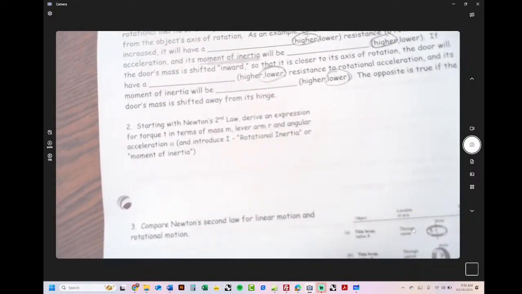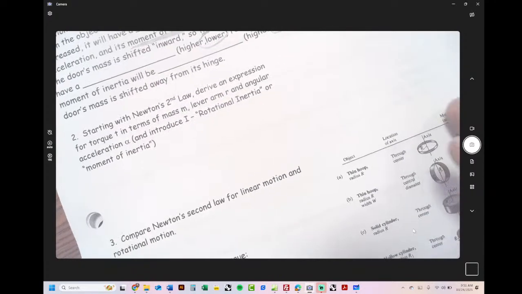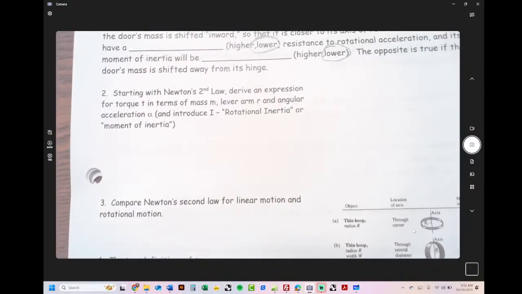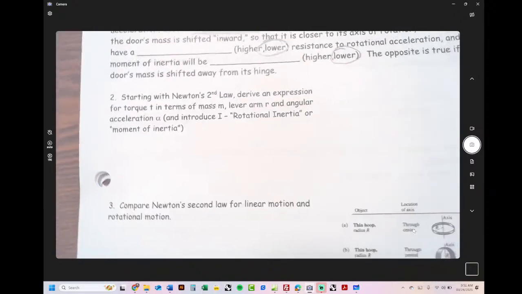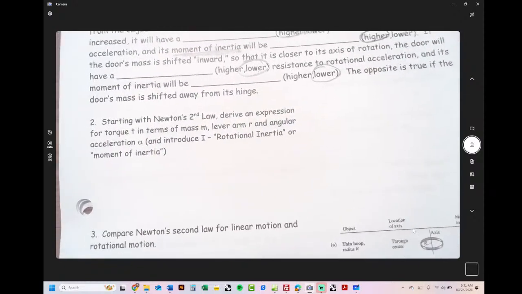So this next part says, starting with Newton's second law, basically derive Newton's second law for rotation. That's what I'm going to do here. Sorry about this. Talk about rotation. Hold on. I'm going to tighten my screws.